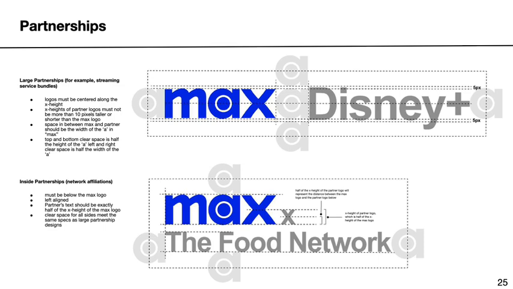For inside partnerships with Max, such as network affiliations like the Food Network, they must be below the Max logo and left aligned, and the partners text should be exactly half the X height of the Max logo, and the clear space for all of the sides meet the same specs as the large partnerships.